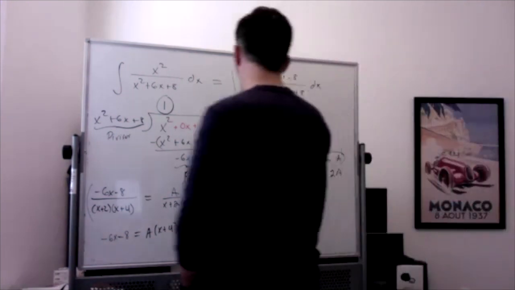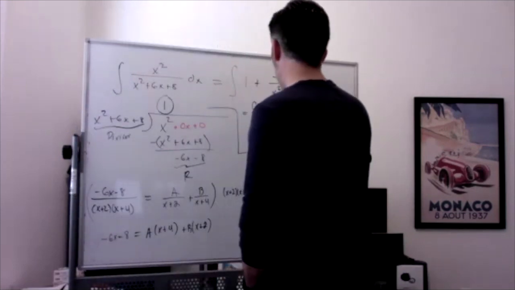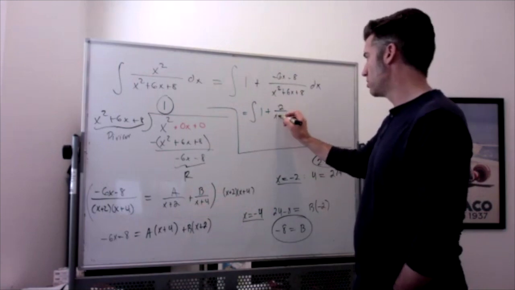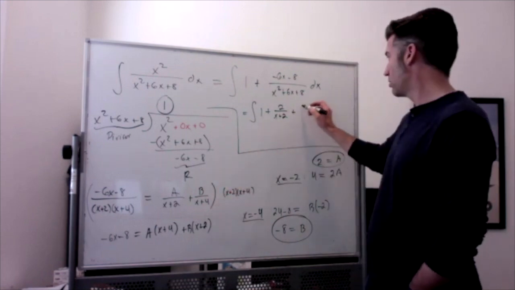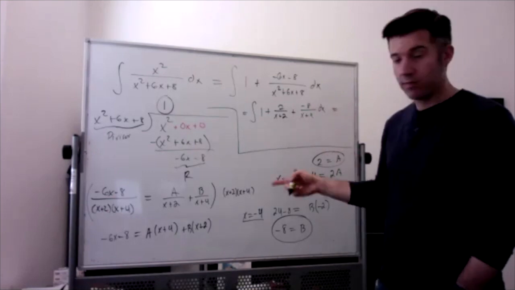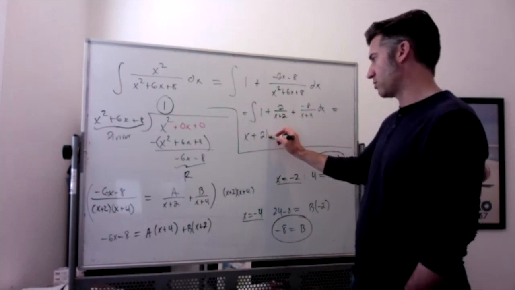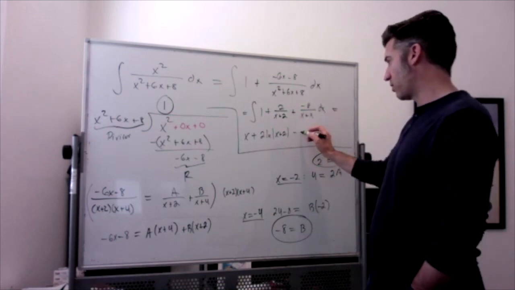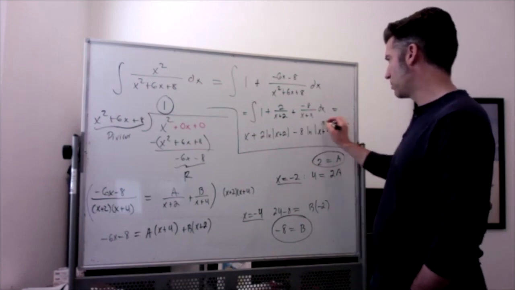So now this integral becomes the integral of 1 plus a over x plus 2 plus b over x plus 4. And then we integrate. The integral of 1 is x. The integral of 2 over x plus 2 is 2 natural log of the absolute value of x plus 2. The integral of -8 over x plus 4 is -8 times natural log of the absolute value of x plus 4, plus c.